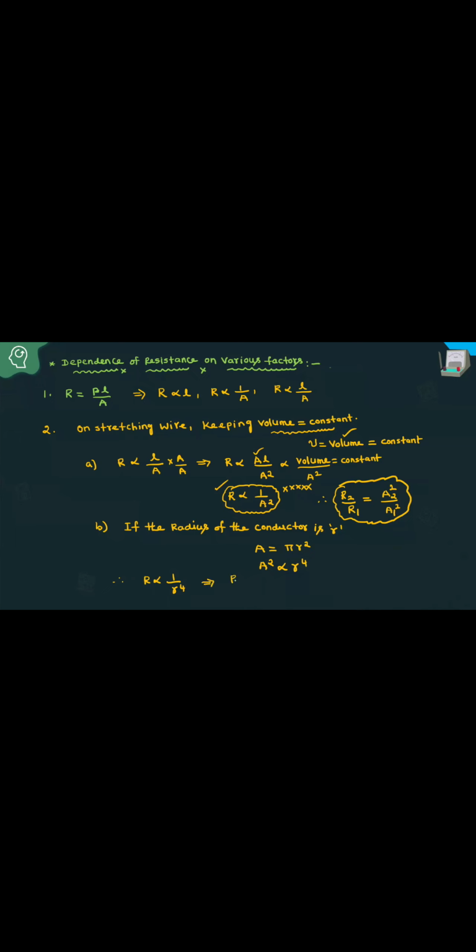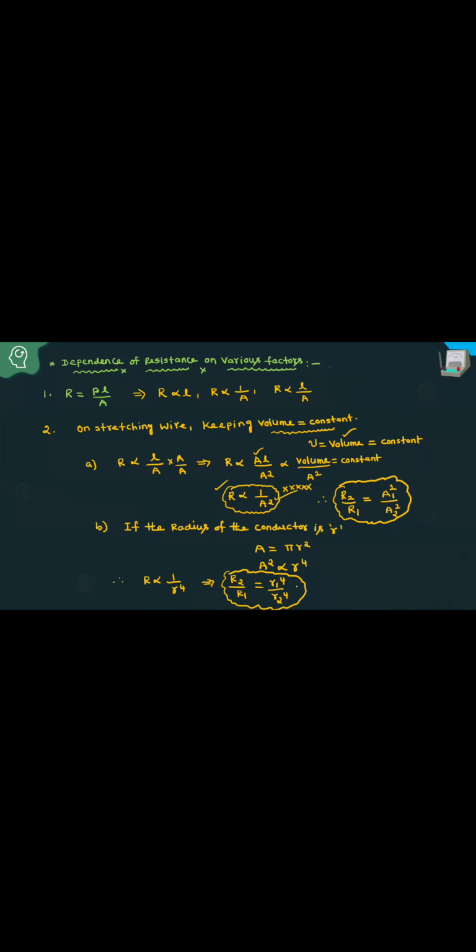Then how can we write R2 by R1 equal to r to the power of 4 by, sorry, this is wrong, friends. Sorry, it is inversely proportional. It's A1 square by A2 square. Correct it. It's inversely proportional. Then how can you write this? R2 by R1 equal to r1 power 4 by r2 power 4. It is inversely proportional.